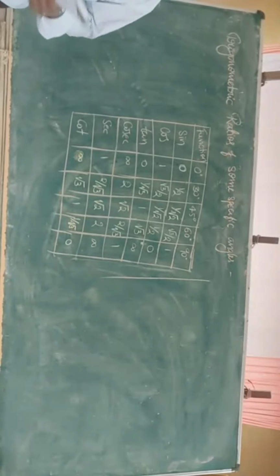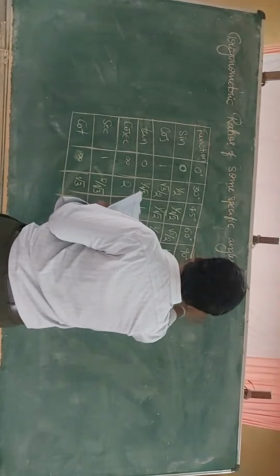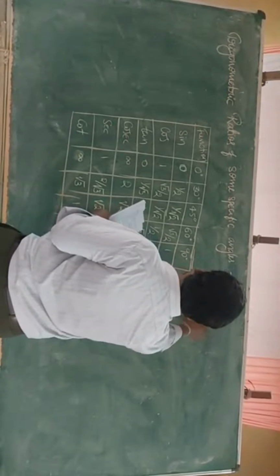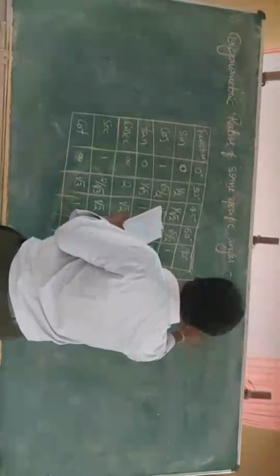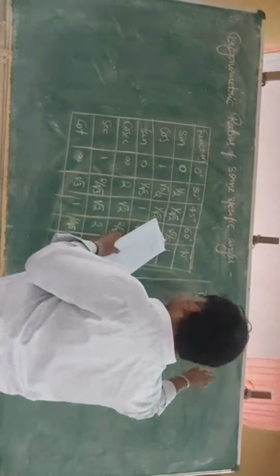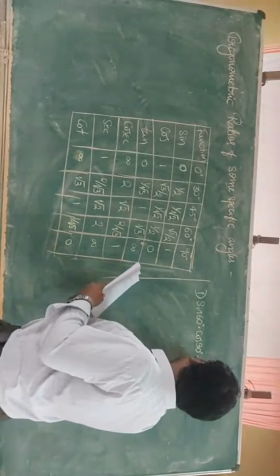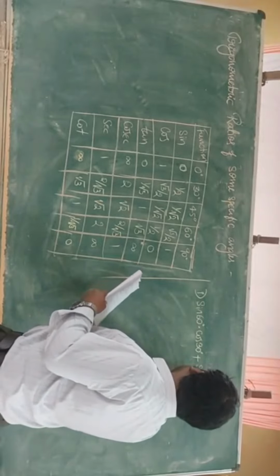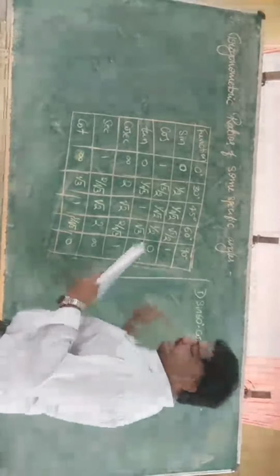First, evaluate the following. First one: sine 60 degree into cos 30 degree plus sine 30 degree into cos 60 degree.